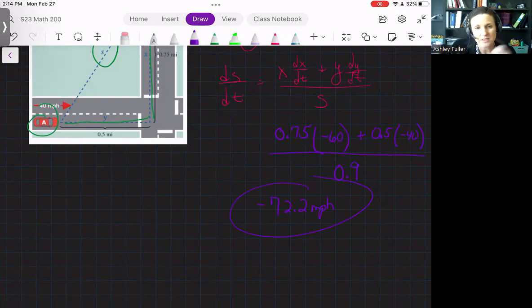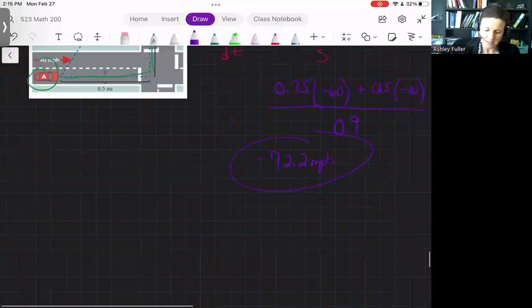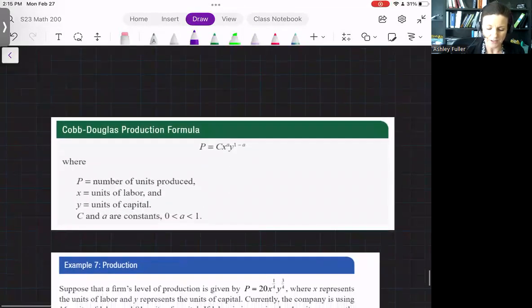If you have the cost of production that you're looking at, you can consider two categories, both labor and capital. The cost of labor is typically what you're paying folks, and the cost of capital is how much you're putting into the products, the materials that you're buying to create your product. The relationship that this often references is called the Cobb-Douglas production formula, where P tells us the number of units produced. We have C and A that are constant values, and then our X and Y represent the labor and the units of capital respectively.